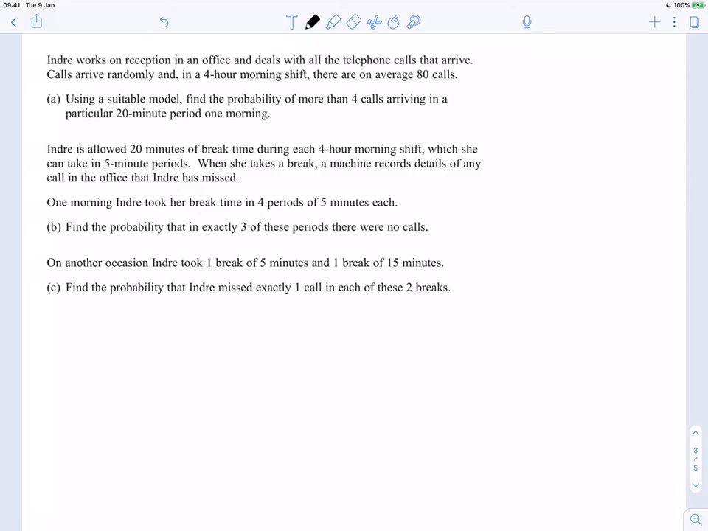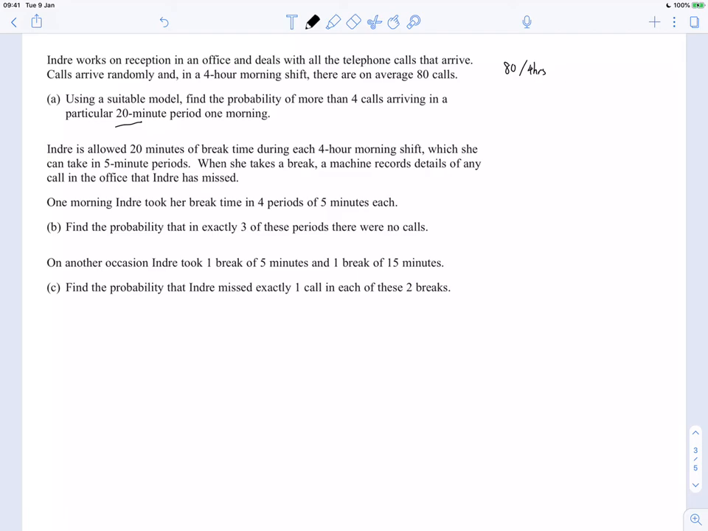Calls arrive randomly, and in a 4-hour morning shift, there are on average 80 calls. So we've already got a rate, we've got 80 calls per 4 hours. Using a suitable model, find the probability of more than 4 calls arriving in a 20-minute period one morning.